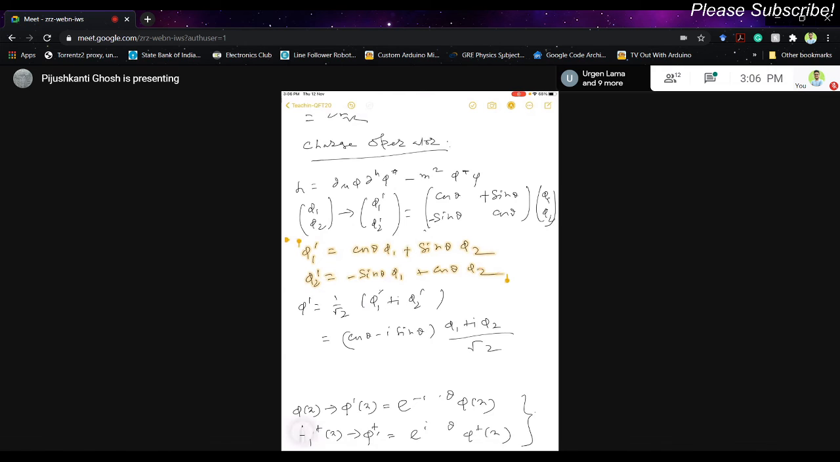So the coefficient of phi 1 is as written, and the coefficient of phi 2 is sin theta plus i cos theta. So again i phi 2 cos theta, that is the expression. So you get e to the power minus i theta phi.